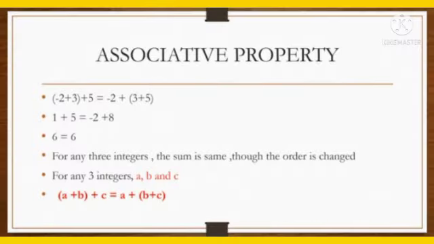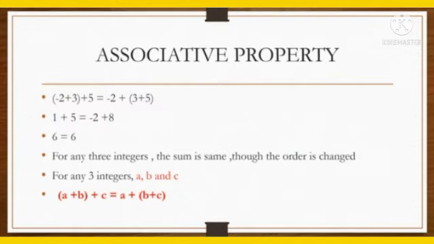From the above examples, let us see the next one, the associative property. Let's consider addition of three integers: minus 2 plus 3 plus 5. That means minus 2 and 3 added, then added with plus 5. So we get the sum 6. Now let's change the order of addition. Minus 2 is added with the sum of 3 and 5. In this case also we get the same sum. So if we change the grouping also, we get the same sum.